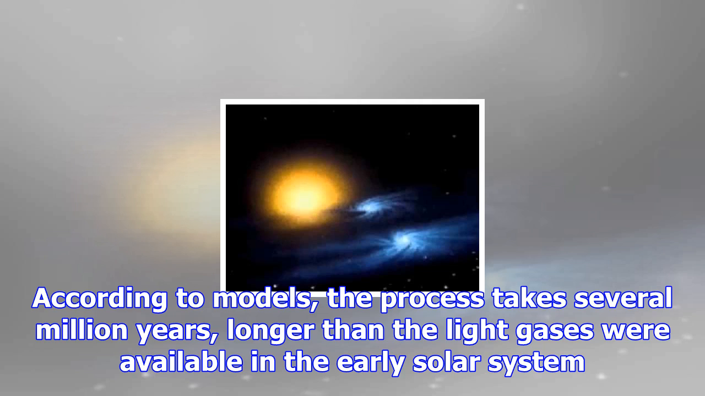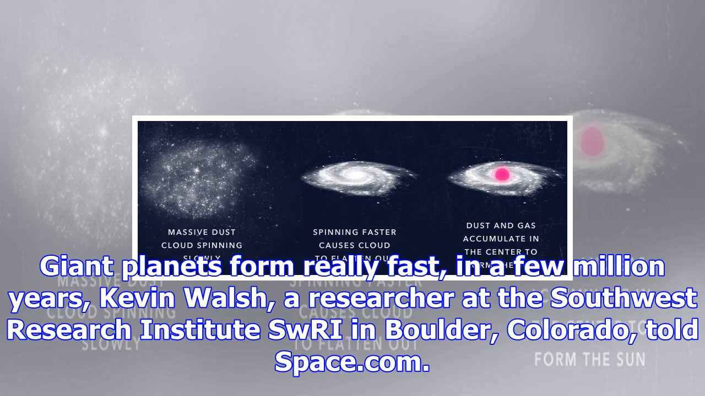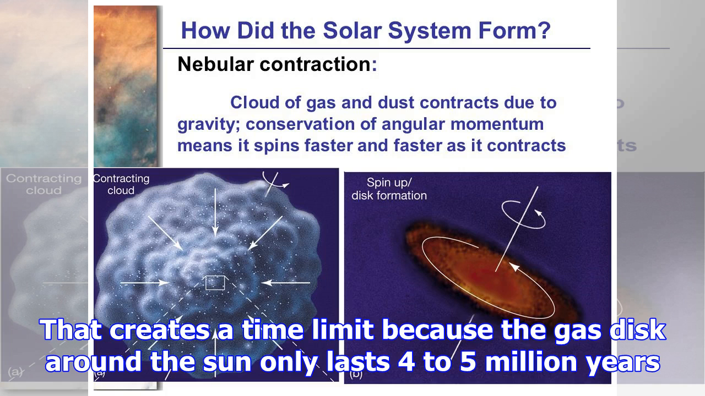The disk instability model. The need for a rapid formation for the giant gas planets is one of the problems of core accretion. According to models, the process takes several million years, longer than the light gases were available in the early solar system. At the same time, the core accretion model faces a migration issue, as the baby planets are likely to spiral into the sun in a short amount of time.